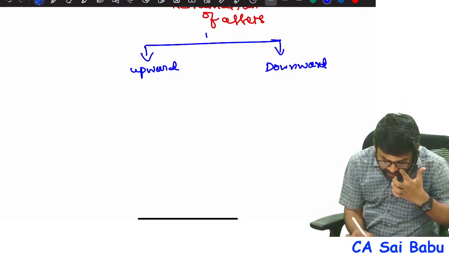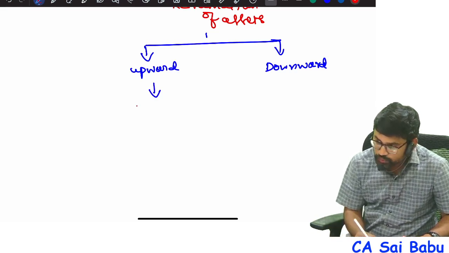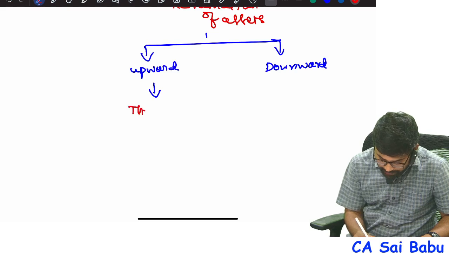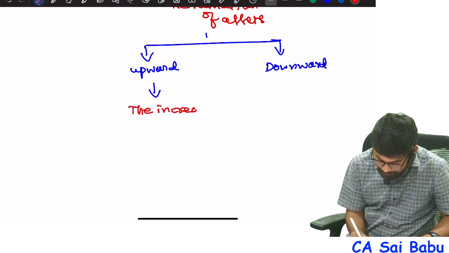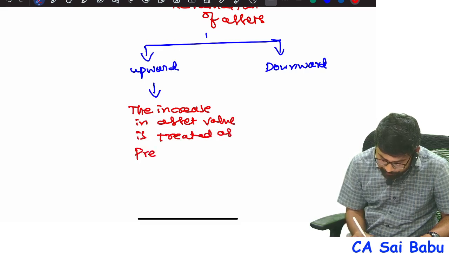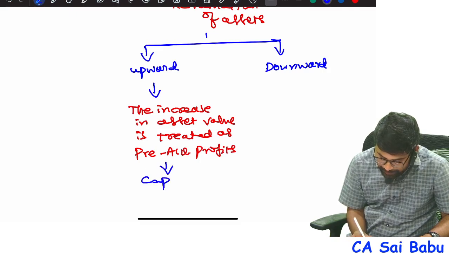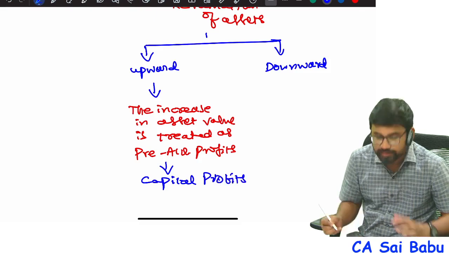So whenever there is an upward revaluation, what we need to do? The increase in asset value is treated as pre-acquisition profits, correct? Pre-acquisition profits. That means it is which profit? Capital profit. Capital profit, not revenue profit.